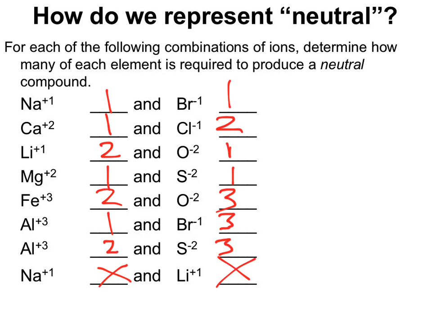Now, what I want you guys to do is write the formulas. Now we're done. Not done. Back to it. So now that you guys got the ratios, what are the formulas? Like for this first one, it'd be NaBr. Okay, one of each. The second one, CaBr2, or CaCl2, sorry, because I've got a 1-to-2 ratio, 1 of the calciums, 2 of the chlorines.